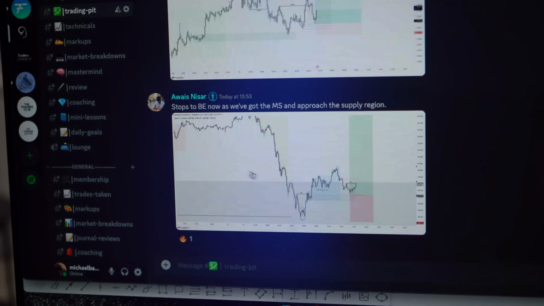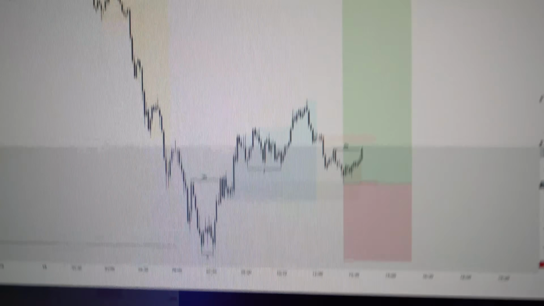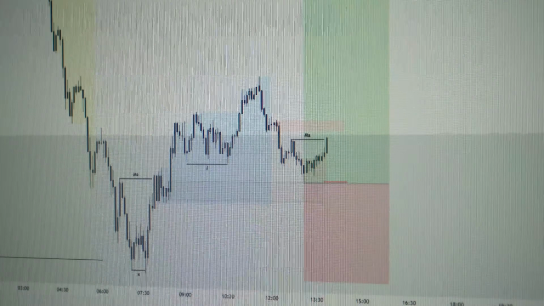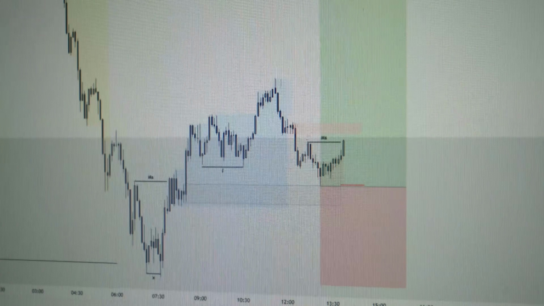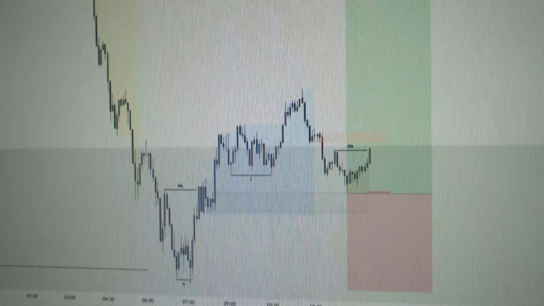You can also see that Aveus is in the same trade as well as me. He's actually moved to break even now, which is absolutely beautiful. You can see pretty much identical entry, similar area of price. You know, it's very logical approach once you understand the basics and master the fundamentals. So yeah, gonna see how this trade plays out for me and Aveus.